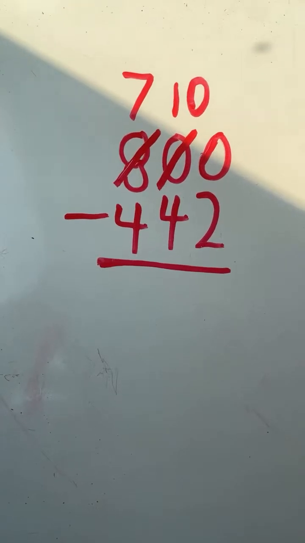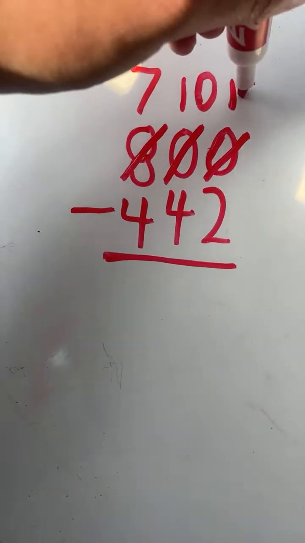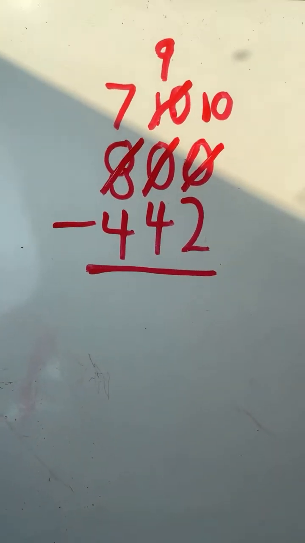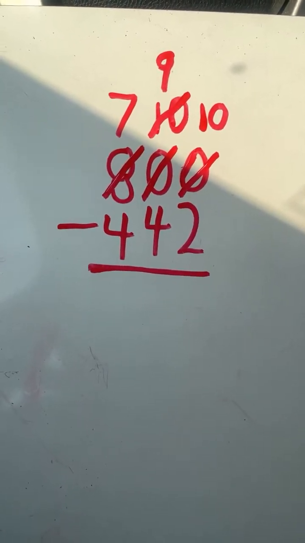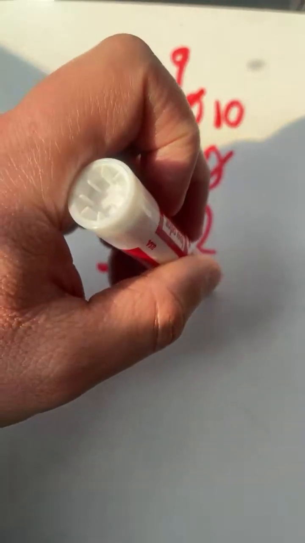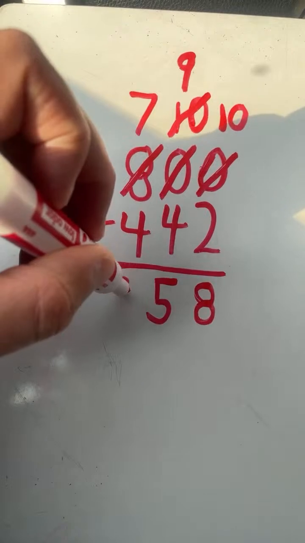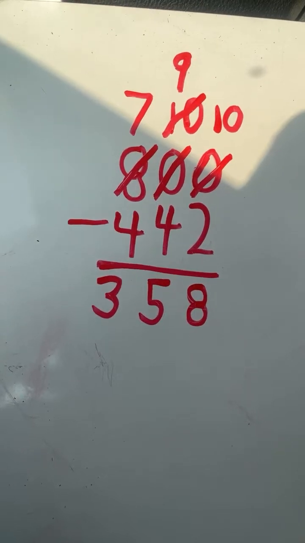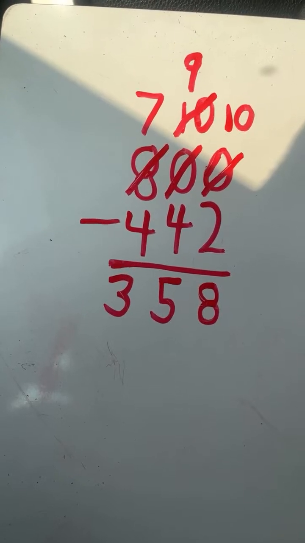Now we also have to regroup in the ones place because you can't start with 0 and take away 2. So the 0 in the ones place will also become a 10, and then we have to take away 1 from the tens place. That 10 becomes a 9. And now we are ready to subtract. 10 minus 2 equals 8. 9 minus 4 equals 5. 7 minus 4 equals 3. And we have our final answer. 800 minus 442 equals 358.